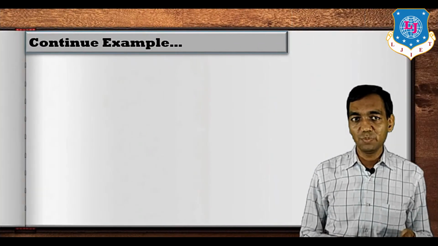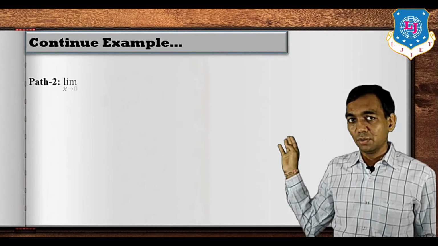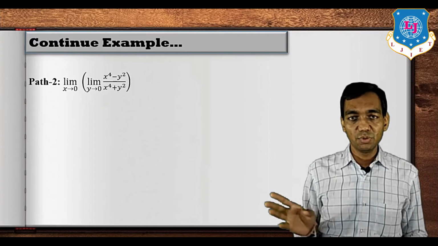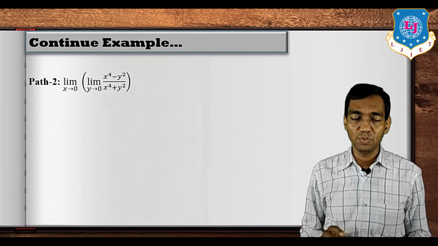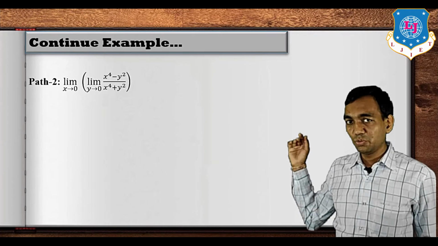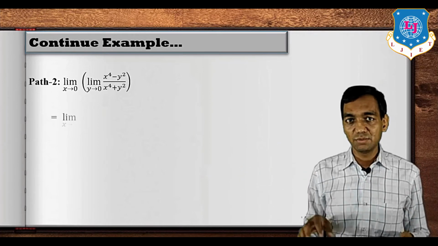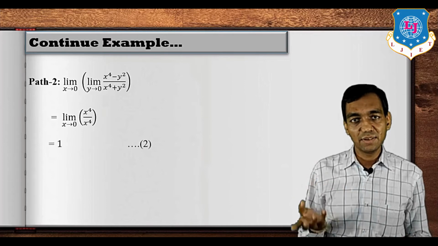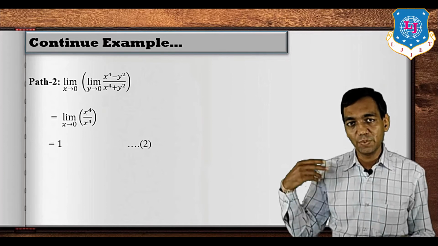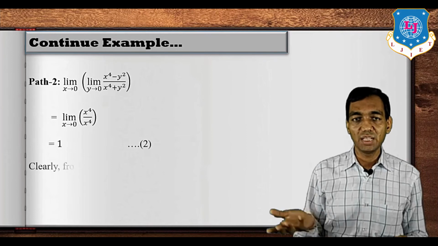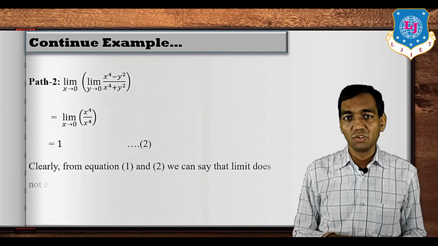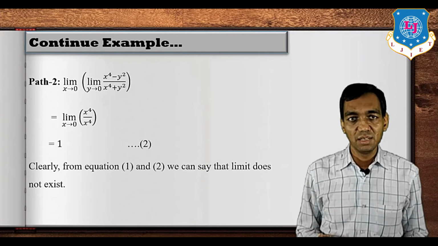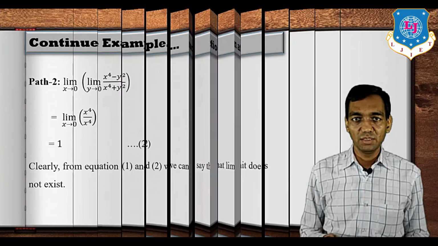Similarly for the second path, we have limit x tends to 0, limit y tends to 0, of x raised to 4 minus y square upon x raised to 4 plus y square. First we put y is equal to 0, that will give you limit x tends to 0 of x raised to 4 upon x raised to 4, which has the value 1. So in path 1 you have the value minus 1, in path 2 you have the value 1. So we have two different limits. That means the limit does not exist at the point (0, 0).